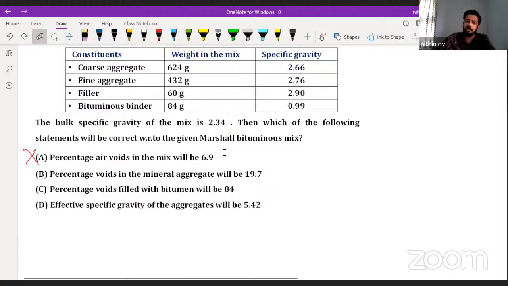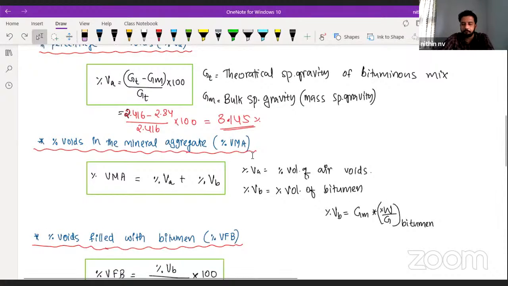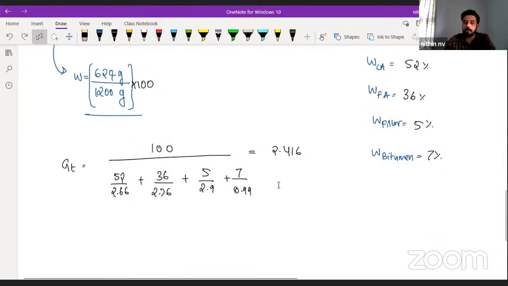But rather than going back again and checking, whenever you are doing it, do it properly. Don't forget to take this W as percentage. Otherwise you will get a very big value, then also you will understand. Very, very important.